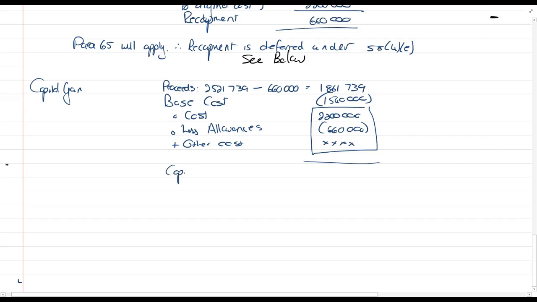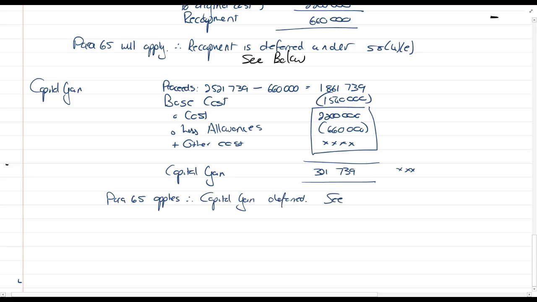So this gives us a capital gain of 321,739. Now usually I go and put this into my CGT column, but not in this case. Paragraph 65 applies. Thus, the capital gain is deferred. See below. Okay, so far so good.